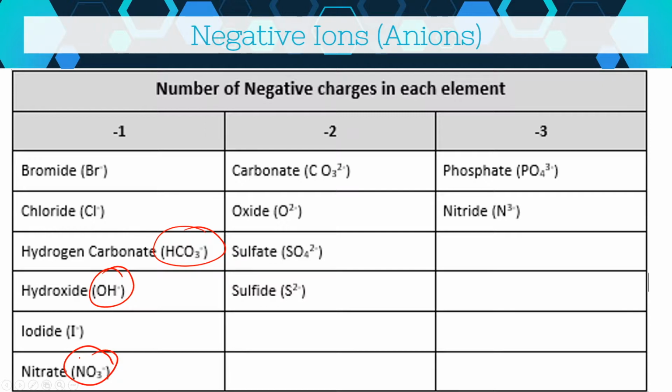We have more of them in the -2 column. We've got carbonate and we've got sulfate. You've also got oxide and sulphide there, but those are just normal ions that are made up of 1 atom originally. In our -3 column, we have phosphate, which is PO4, and then you also have nitride. So phosphate is our polyatomic ion there.